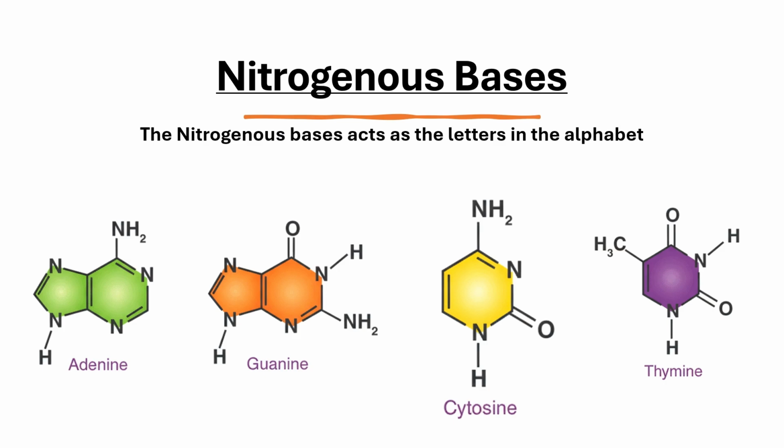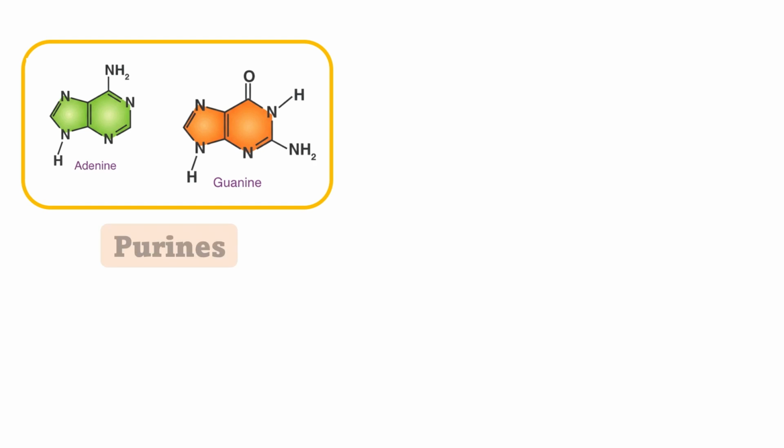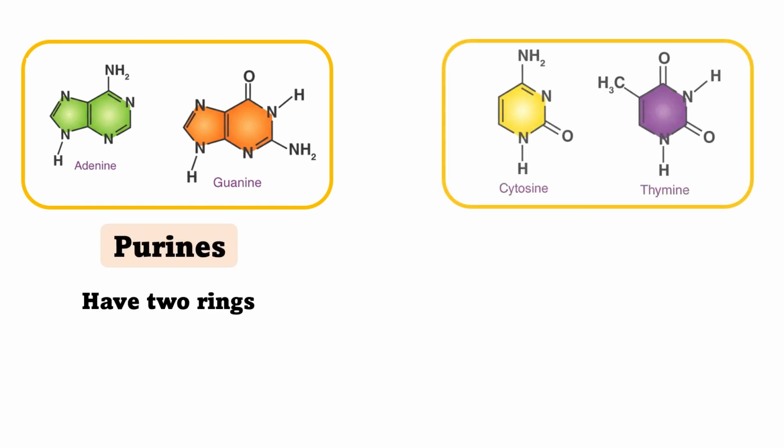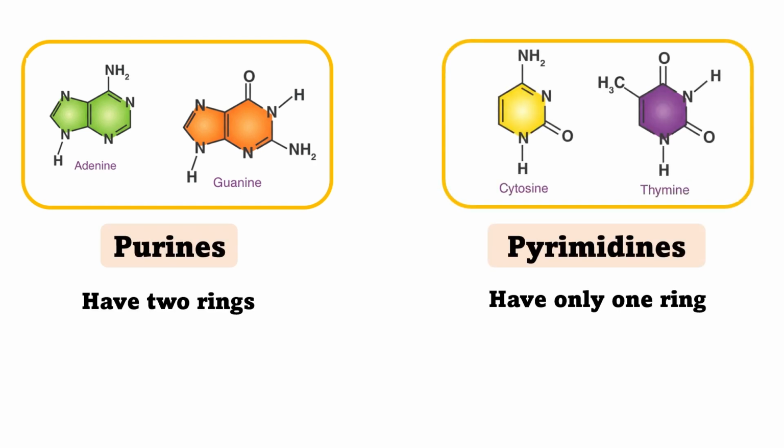Now here's a really critical detail you're going to want to remember. These 4 letters aren't all the same size. They fall into 2 chemical families. You have adenine and guanine, those are called purines, and they're the bigger ones with a double ring structure. Then you've got cytosine and thymine, the pyrimidines, which are smaller, with just a single ring. Keep this size difference in your back pocket. It turns out to be a massive clue for the puzzle we're about to solve.